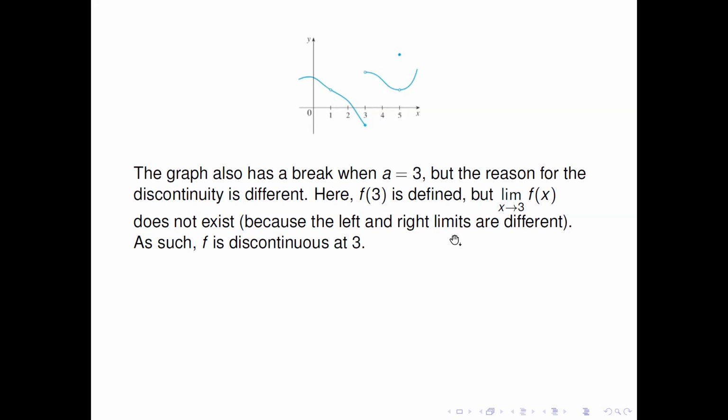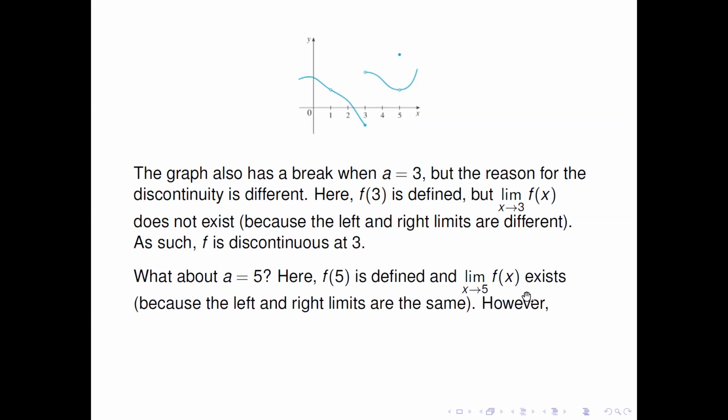Notice that it's continuous everywhere else. So it is, for example, continuous at the point x equals 2. It is continuous at the point x equals 4, at x equals 4.5, at 3.75, and so on and so on. The points where it is not continuous are the points x equals 1, x equals 3, and x equals 5. And so f is discontinuous at 5.